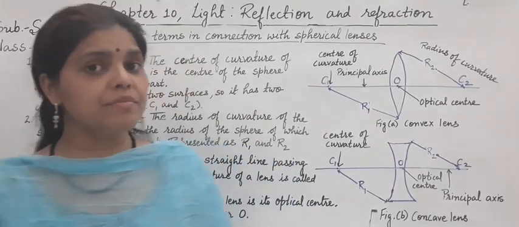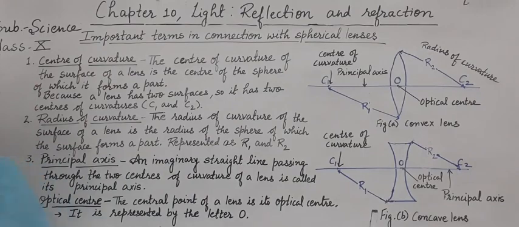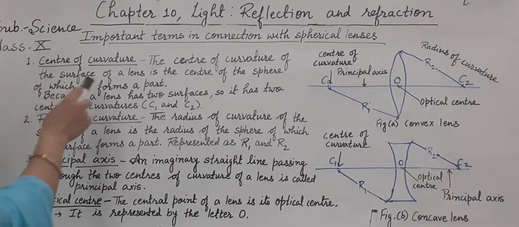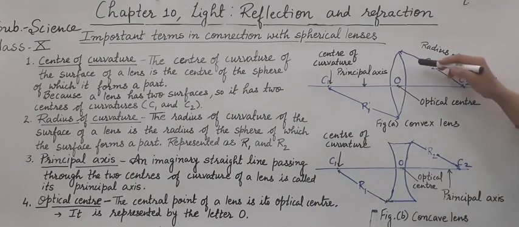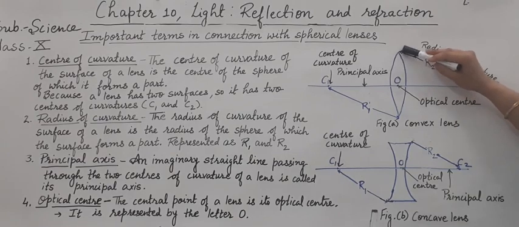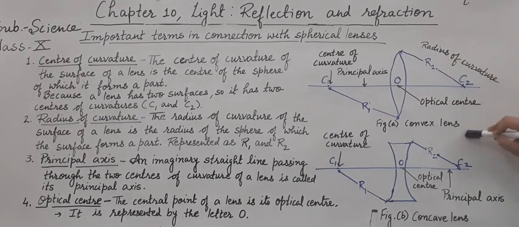Now we will study some important terms related to spherical lenses. First, center of curvature. The center of curvature of the surface of a lens is the center of the sphere of which it forms a part. This is a convex lens and this is a concave lens. If we extend the surface of the convex lens, it forms a sphere, and this sphere has a center. That central point is called center of curvature.